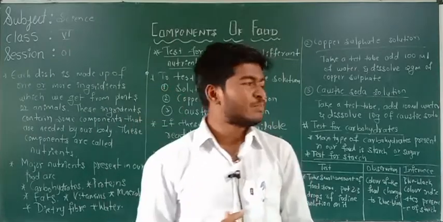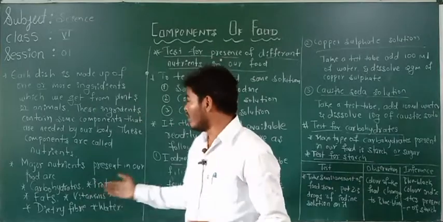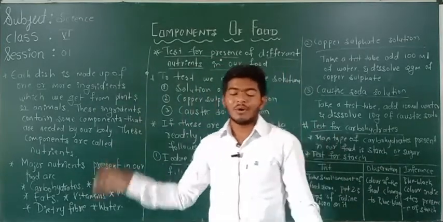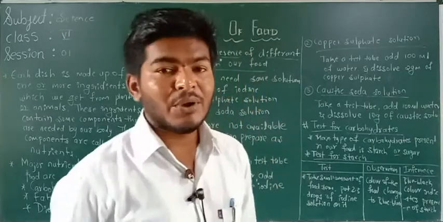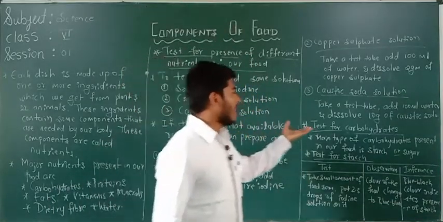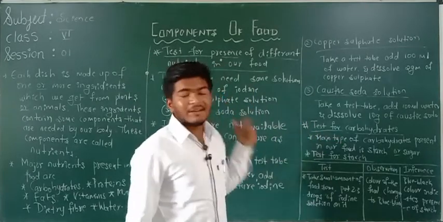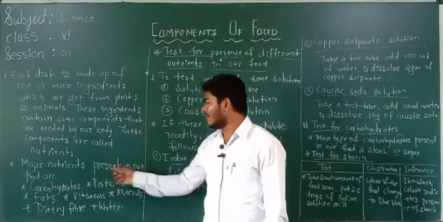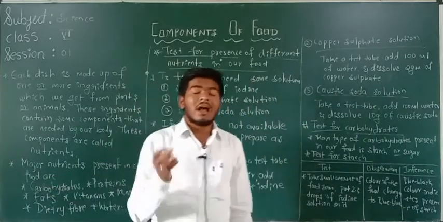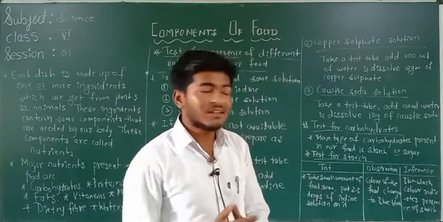So next we move towards how we are going to make the experiment to know which nutrient is present in our food. Now I am going to tell you how to make a test to know whether carbohydrates are present in our food component. Carbohydrate is one of the nutrients present in our food. So now we are going to study by an experiment whether it is present in our food or not.